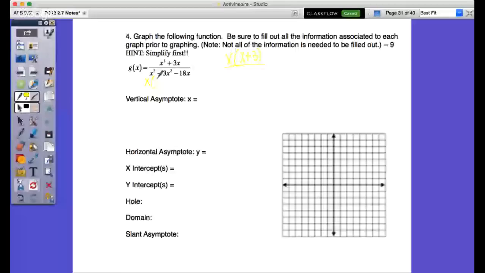First thing, let's factor. Okay, so I'm going to go kind of quick through this. x times x plus 3. On the bottom, when I pull out an x, I'm left with x squared minus 3x minus 18, which is x minus 6 times x plus 3.